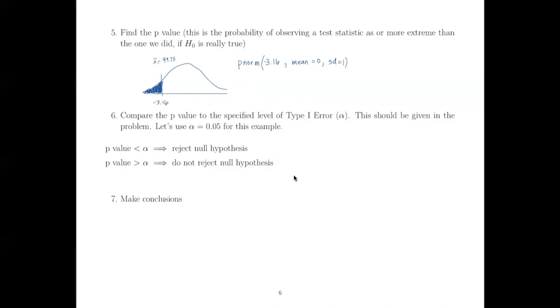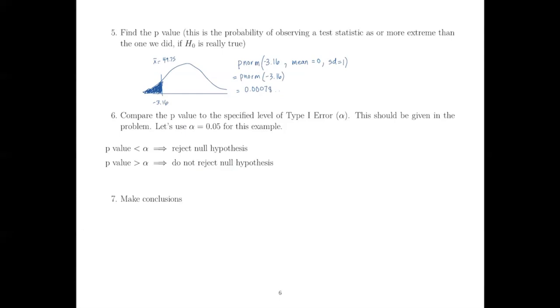Or if you wanted, you don't even have to put in those arguments, as long as the mean is 0 and the standard deviation is 1. So we could just do p-norm of minus 3.16. And if I plug that into R, I'm going to do that right now, right into that console. When I do that, I got 0.00078. Okay, which is almost exactly what we got before.